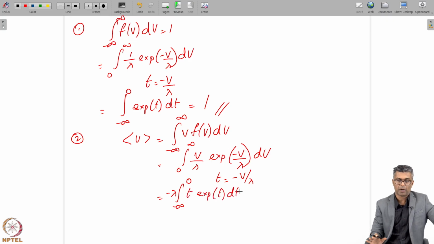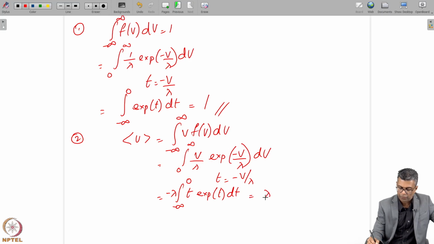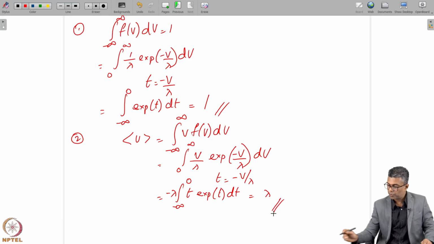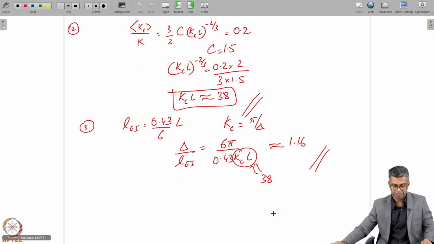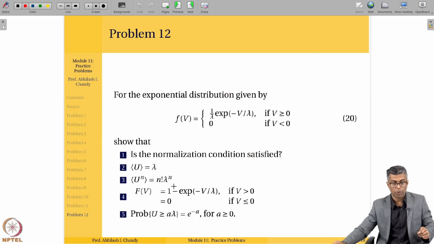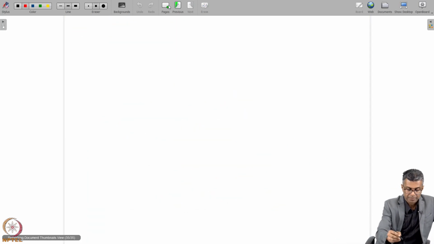I just have to integrate this by parts. We have done this multiple times previously. If you integrate this by parts and use minus infinity to 0, you will get lambda. So hence proved. That is your second part. The third part is u of n equals n factorial times lambda to the n, as in the nth moment.